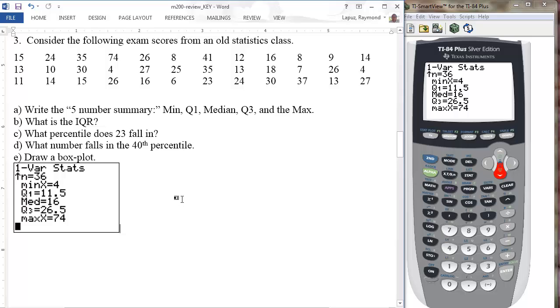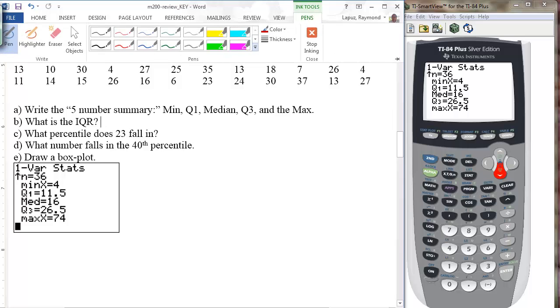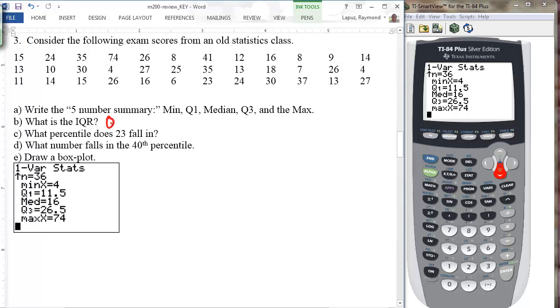So the IQR is the interquartile range, and if you remember what that is, that's just the difference between Q3 and Q1. So Q3 minus Q1, and our Q3 is 26.5 and our Q1 is 11.5, and that's going to give us 15. So the IQR is 15.